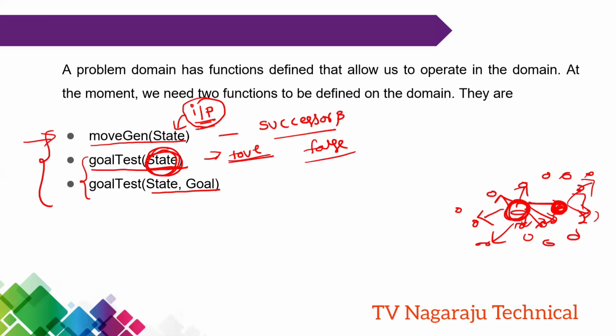Here, the input state is compared with an explicit goal state. You understand the difference between the second one and the third one? In the second one, the goal is described with some properties and these are checked by the function. But in the third one, we explicitly pass the goal state, and our input state is compared with the goal state. You got the point? These are the main functions that are used in generate and test.